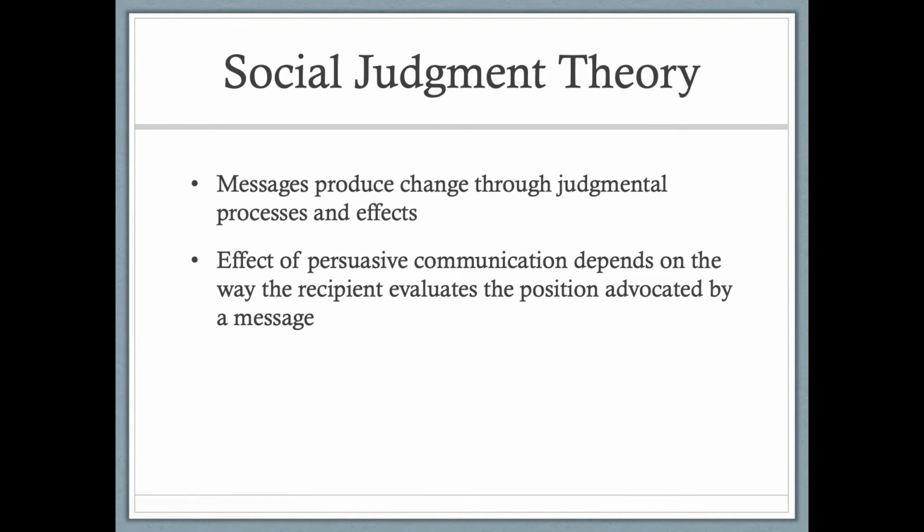First up is social judgment theory. In social judgment theory, basically, messages produce change through judgmental processes and effects. In other words, your audience will make judgments using social norms that will determine whether they are persuaded by you or not. They'll not just think of your message, but other people around them, in other words. The effect of persuasive communication depends on how they evaluate the position advocated by a message.